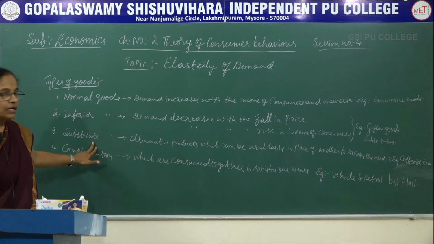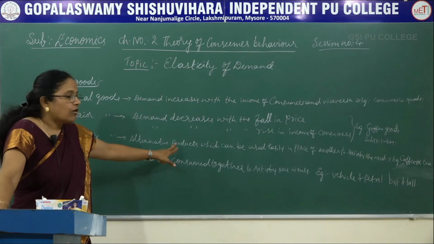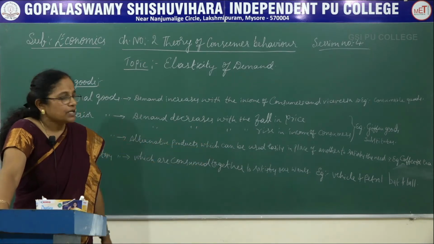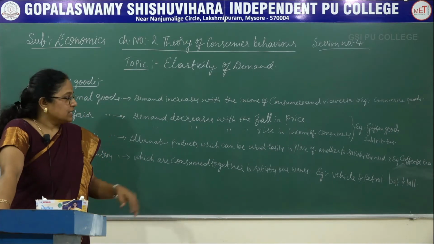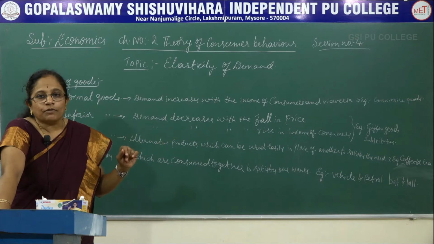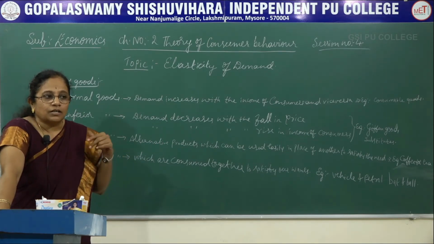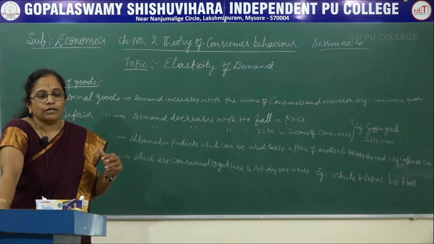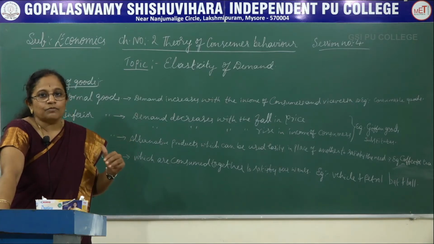The third one is substitute goods, that is, these are the alternative products which can be used easily in place of another to satisfy our demand. For example, coffee for tea. If I have to drink something to come out of the headache, I can go for either tea or coffee, whatever is available at that place and at that particular point of time.